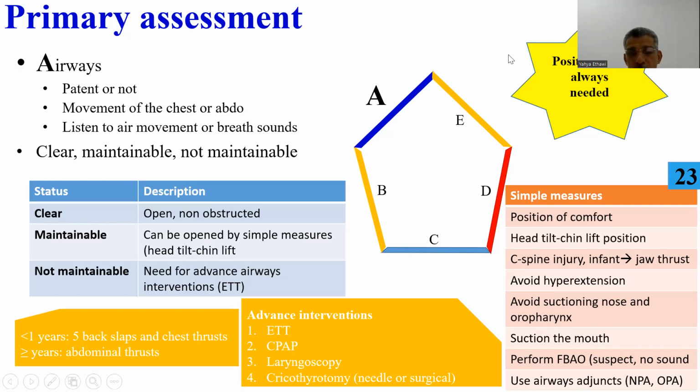Whether it's maintainable or non-maintainable, positioning is always needed. Now, any question about the airway? Assessment, identification, evaluation. Any question, please, if you have anything in your mind, even if you think it's a stupid question, just ask it, please. Because with the question, I know what to say. Questions? Okay.